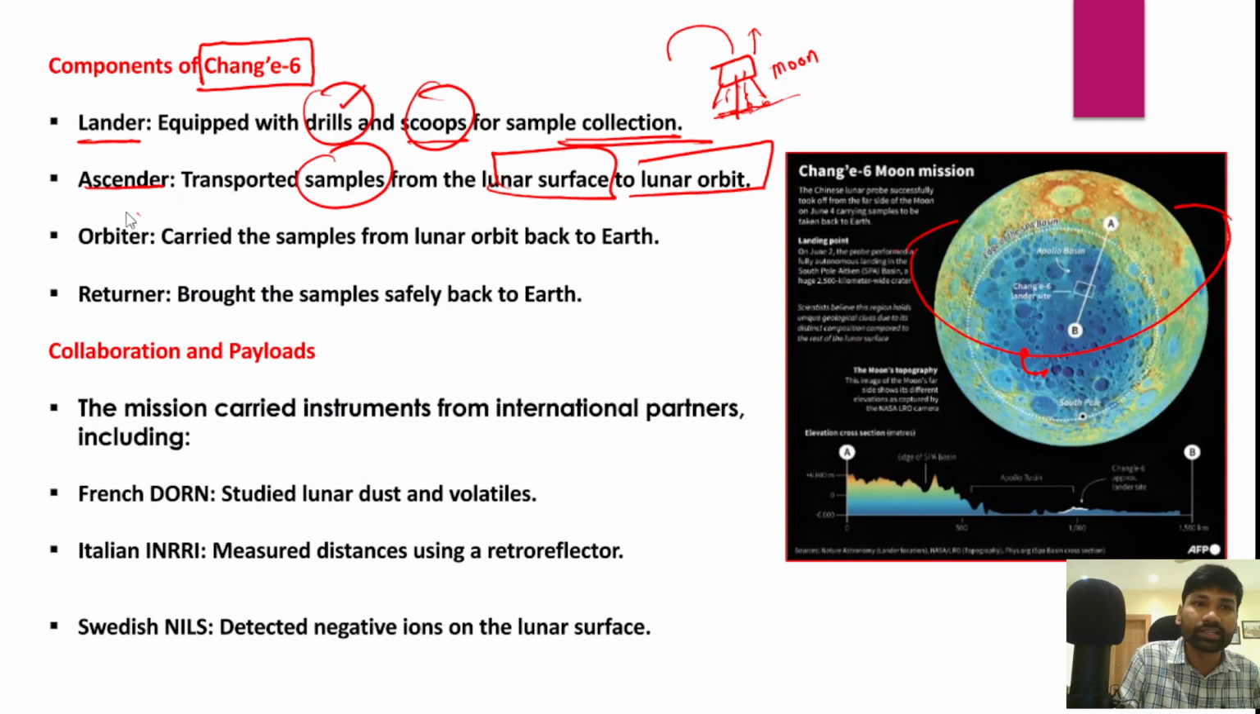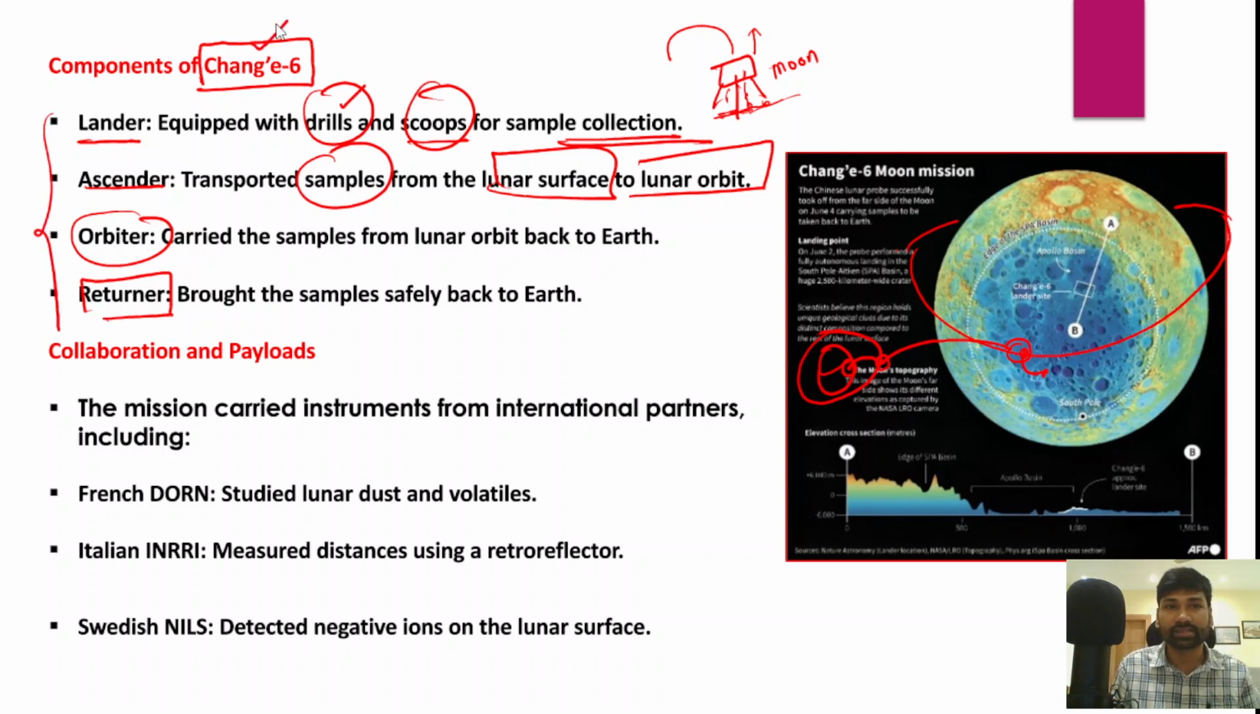And next, there is the orbiter, and this orbiter will successfully bring the lunar samples from the orbit of the moon to the orbit of the Earth. And once it reaches the Earth's orbit, there will be a returner that returns the samples successfully back to the surface of the Earth. And these are the major components in the Chang'e 6.